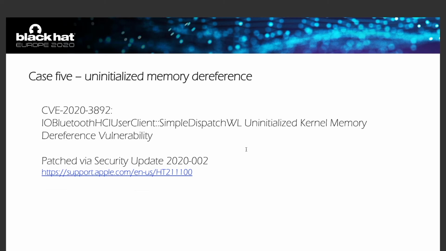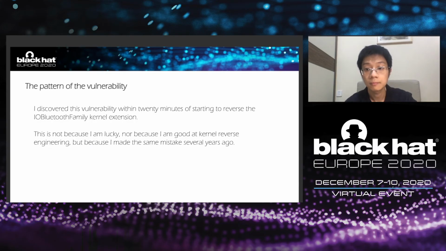Case number 5. The 5th case is an uninitialized memory dereference vulnerability, which is also the first Bluetooth vulnerability I found. The process of discovering this vulnerability is very interesting. It took me less than 20 minutes to find it. And 20 minutes earlier, I had just decided to open IDA Pro to reverse the Bluetooth kernel extension. So this vulnerability gave me great confidence.